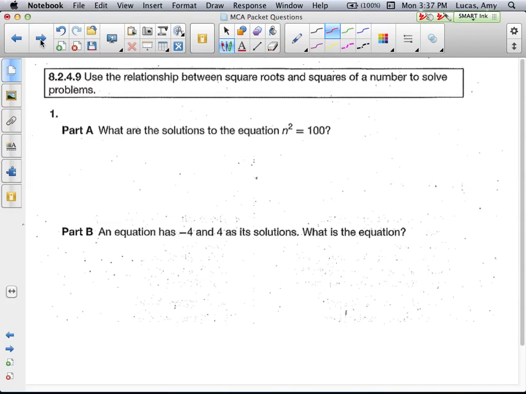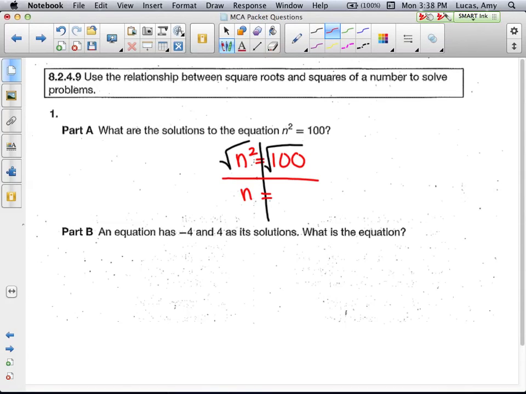Okay, 8.2.4.9. Use the relationship between square roots and squares of a number to solve problems. What are the solutions to the equation n squared equals 100? Well, n squared equals 100 is an equation, so we can solve it with our train track. The inverse of squaring a number is taking the square root. So I am going to take the square root on both sides.